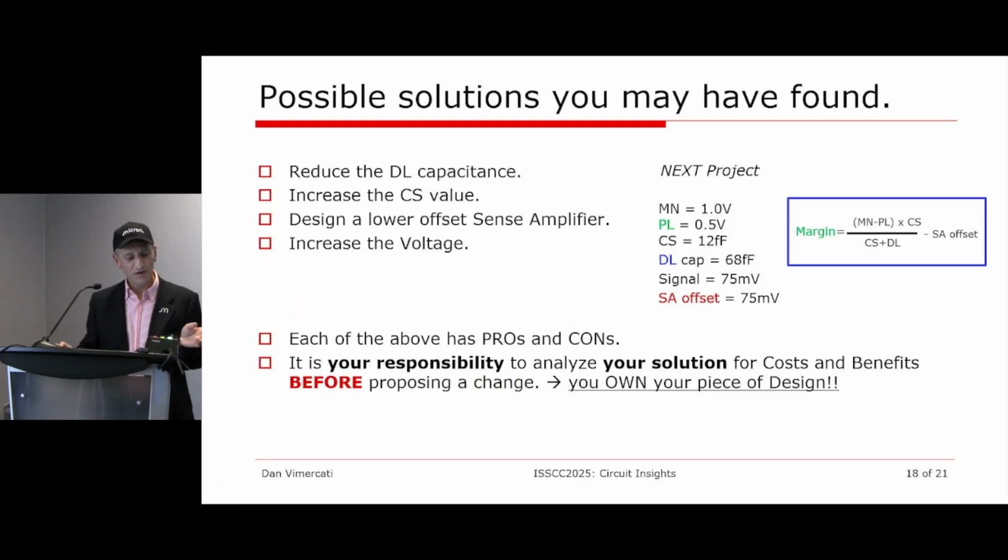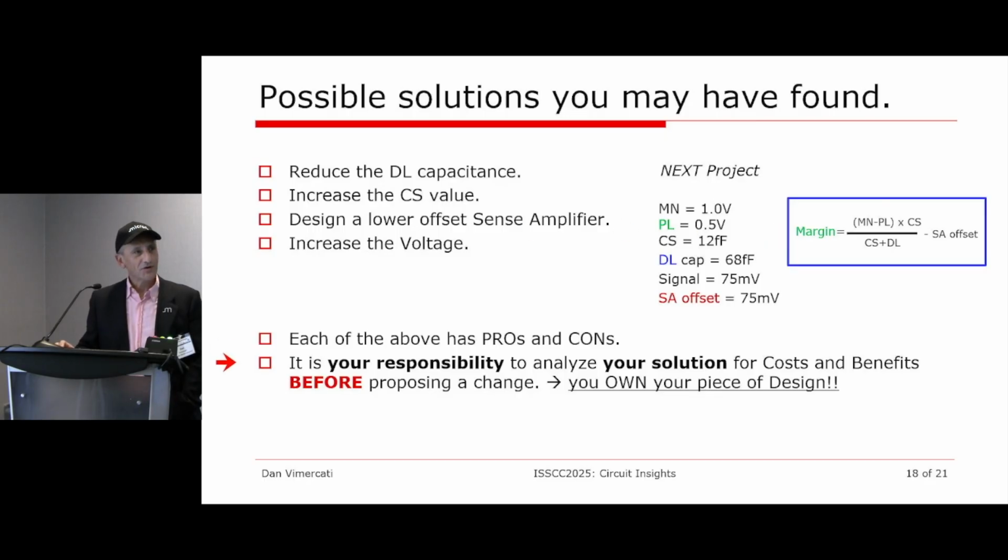Okay, so let's assume that you might have thought we can reduce the digital line capacitance. That's one way. It works. We can increase the CS value. That works. We can design a lower offset sense amplifier. Instead of having 75 millivolts, have less. It works. We can increase the voltage. It works. And this is the formula.